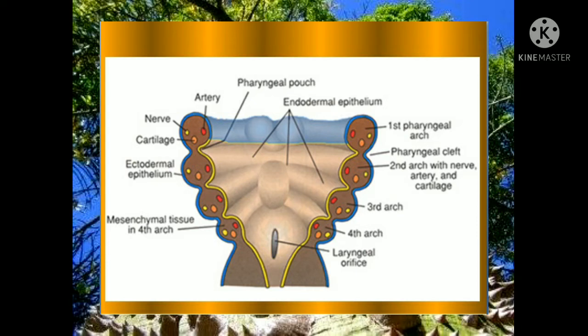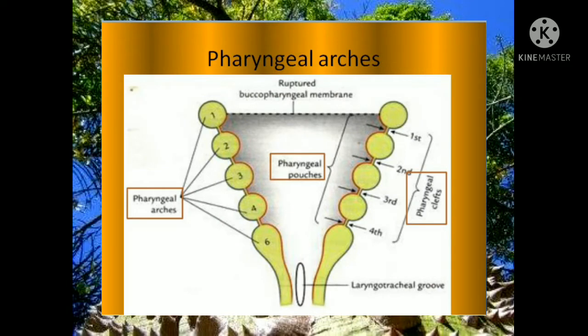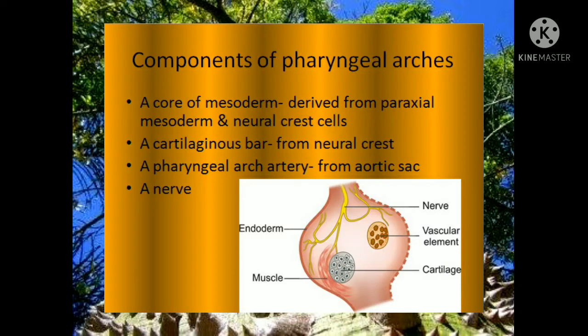By the time the anterior neuropore closes, the first and the second pharyngeal arches are present. The first arch is also called the mandibular arch, and the second is called the hyoid arch. The third, fourth, and sixth arches do not have a specific name. The fifth arch disappears soon after its formation, so that only five arches remain. The components of pharyngeal arches.